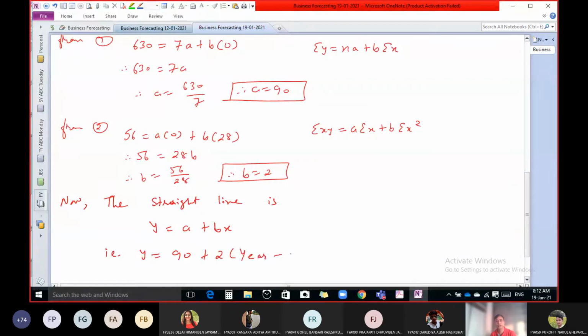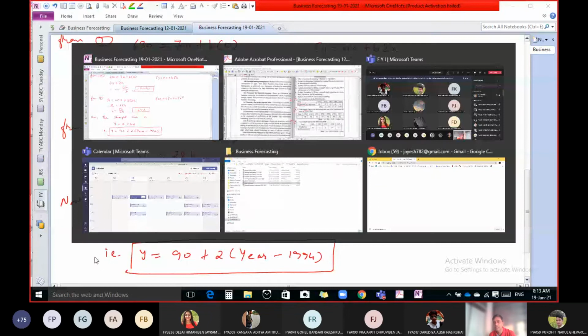Fit a straight line to the following data. So this is the fitted line, 90 plus 2 times year minus 1994. That is the answer. So y equal to 90 plus 2 times x minus 1994. Instead of x, it's better to write year. So this is our final answer.